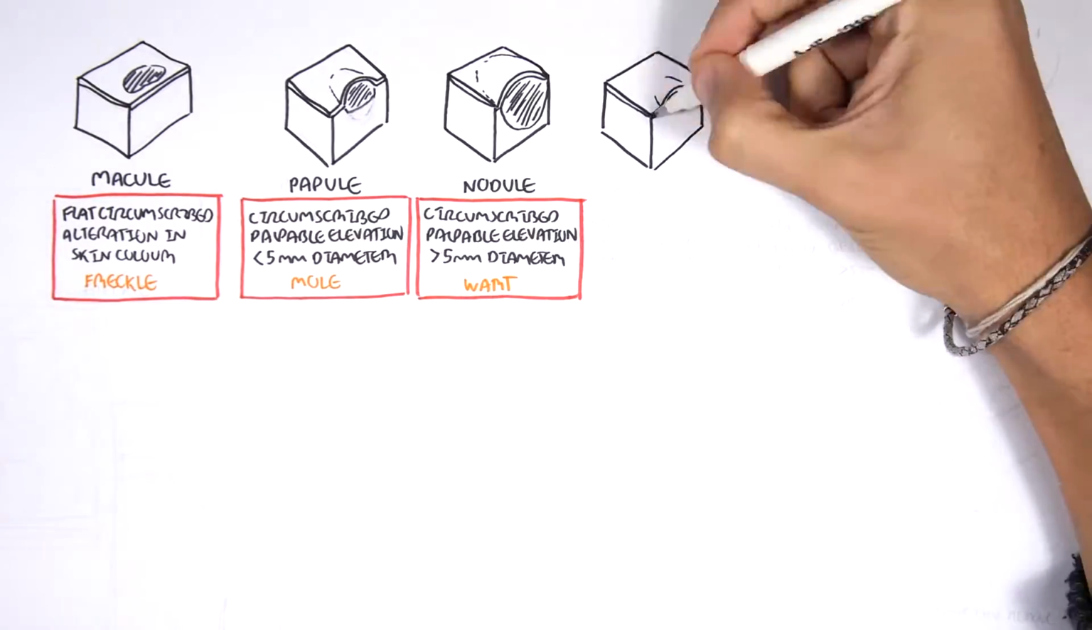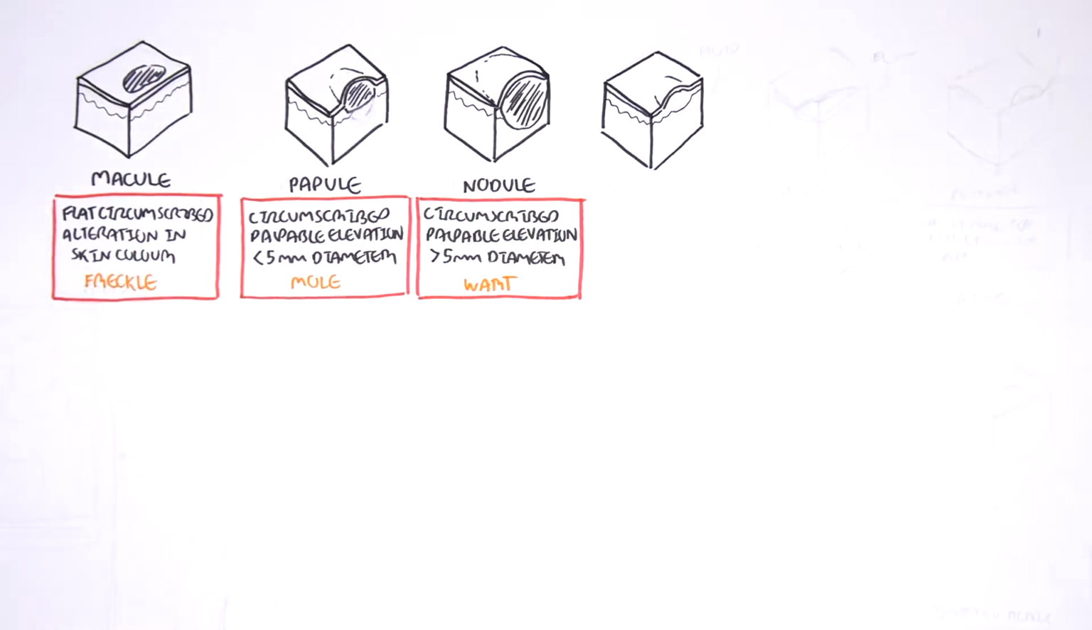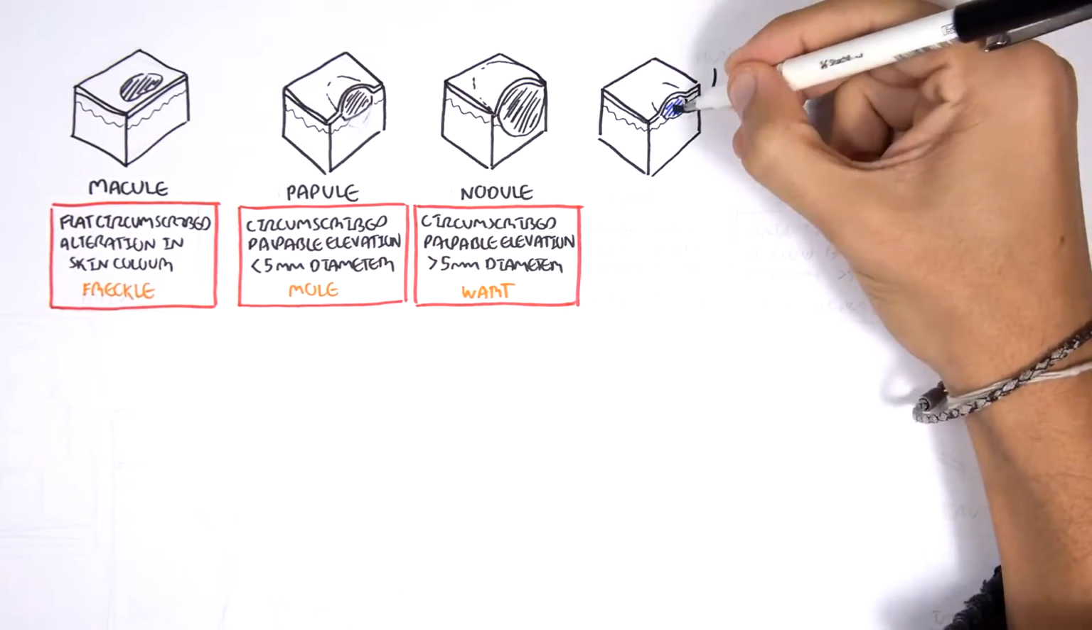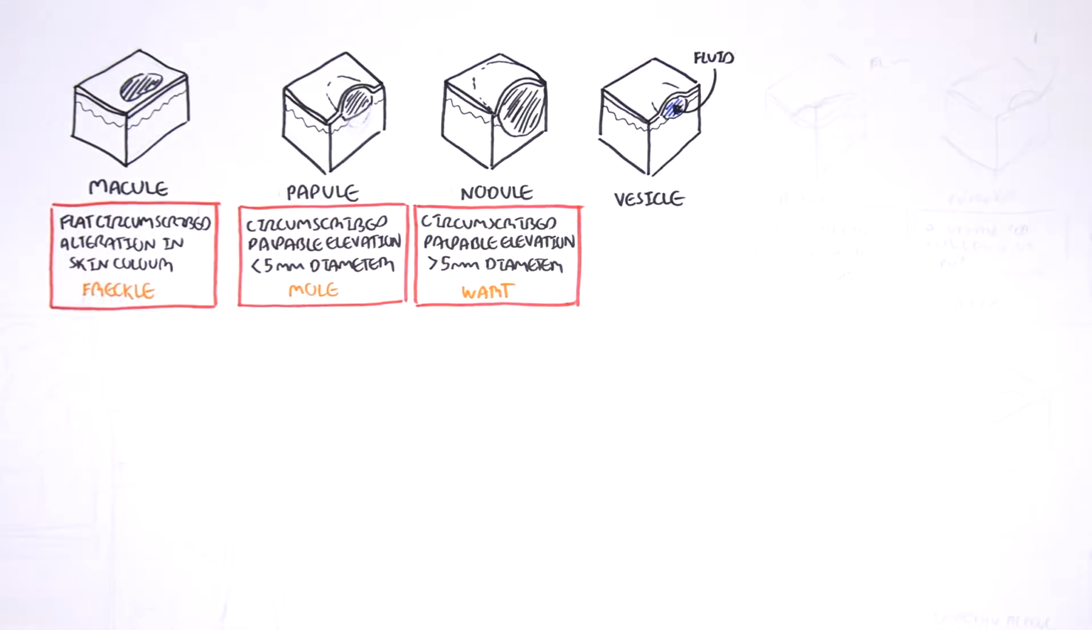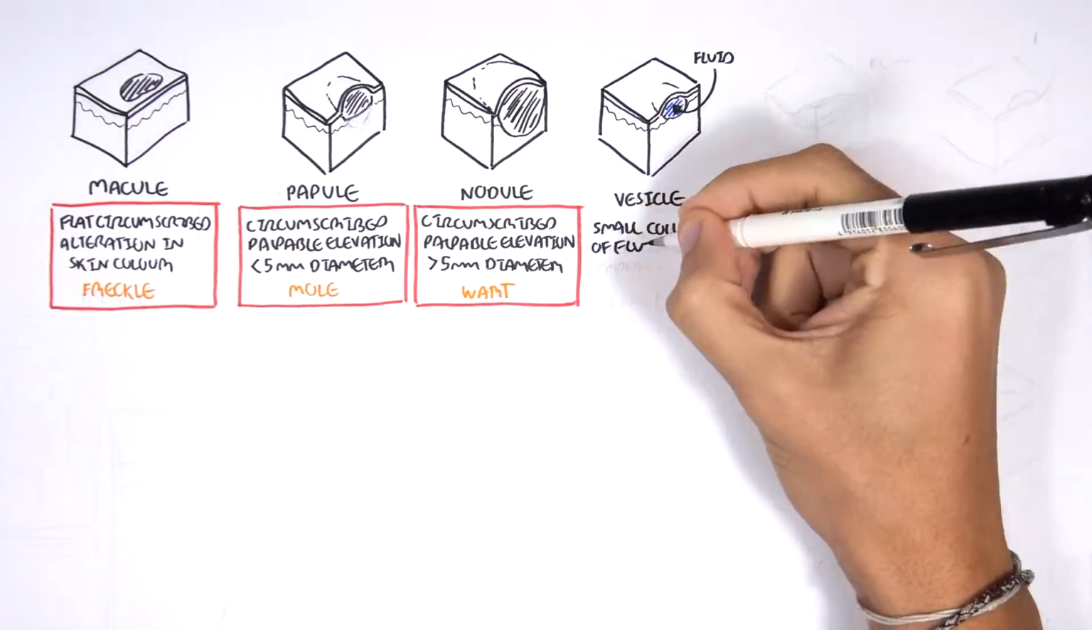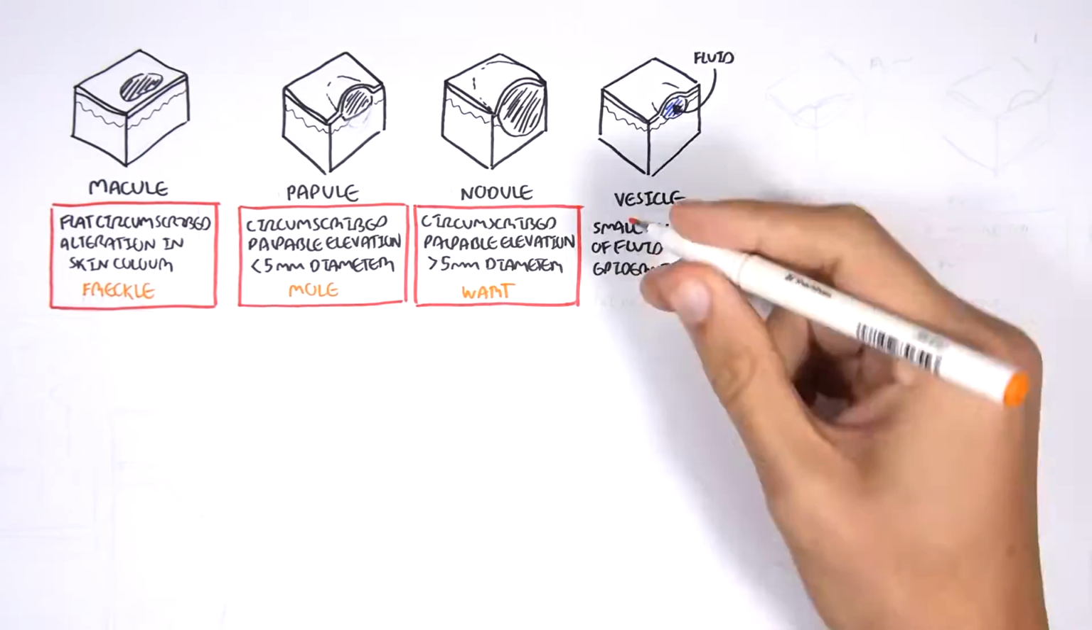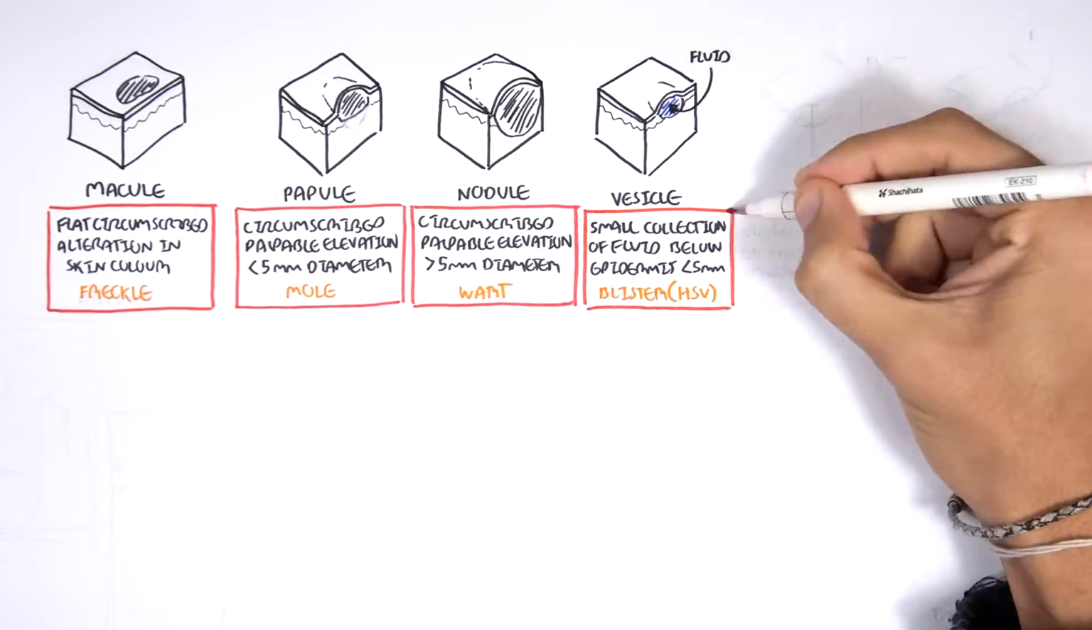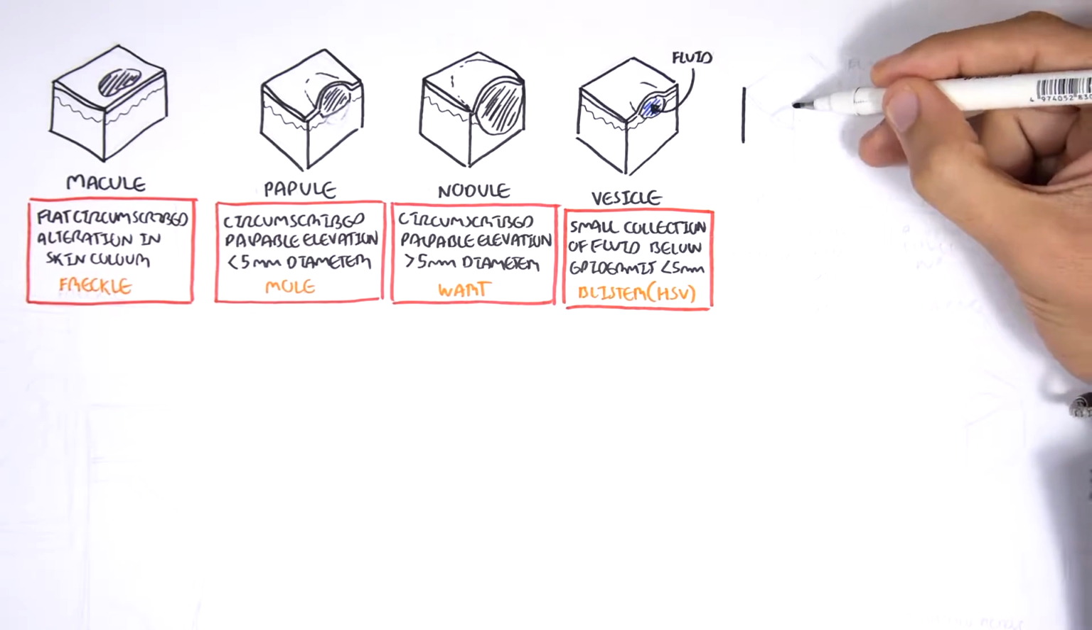If the lesion contains fluid, this can be referred to as a vesicle, as long as it is a small collection of fluid below the dermis, and it's less than 5 millimeters in diameter. An example of this is a blister caused by the herpes simplex virus.